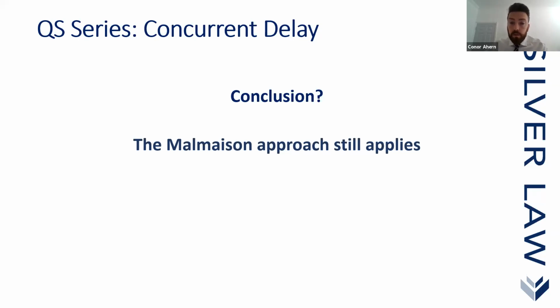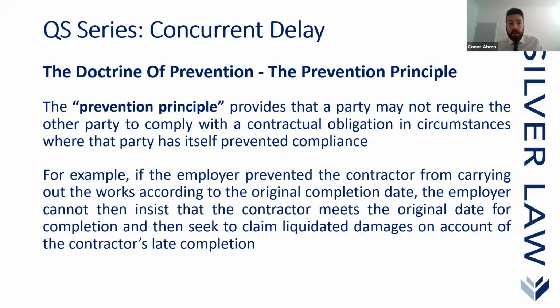So that concludes this section. We're now going to move on to the prevention principle and the doctrine of prevention. It's a very important concept when we're looking at concurrent delay. So what is it? The prevention principle provides that a party may not require the other party to comply with a contractual obligation in circumstances where the party has itself prevented compliance.